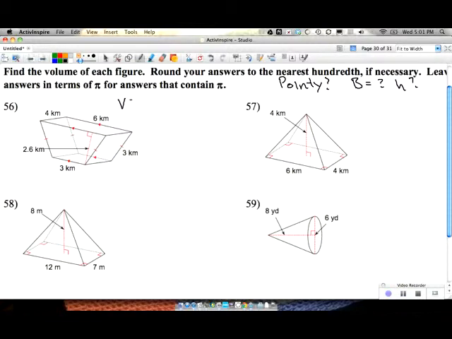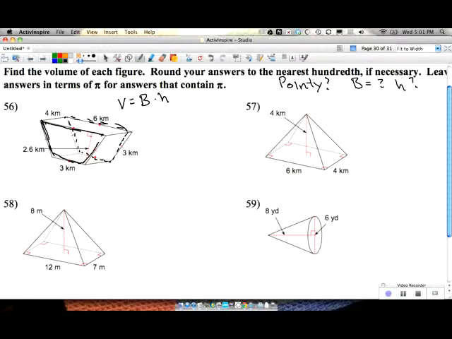Now the trick is identifying the base. The base is the face that has just one partner on the other side. So if you look at this, I've got one dotted and one solid trapezoid, and together those make the 2 bases. So I need to find the area of that trapezoid.